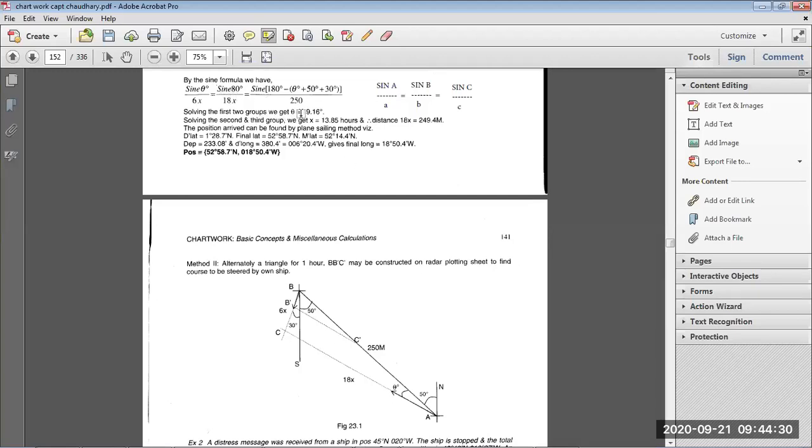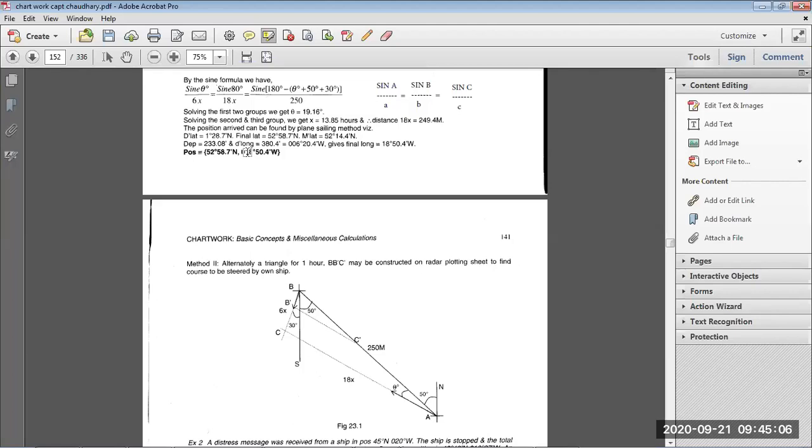So by solving the equations, we will get theta is equal to 19.16 degree. That is this 19.16 degree. So our course will be 50 plus 19.16 degree. So solving the second and third group, we will get x is equal to 13.85 hours. So the distance which our ship has to do will be 18 into x, that is 249.4 miles.